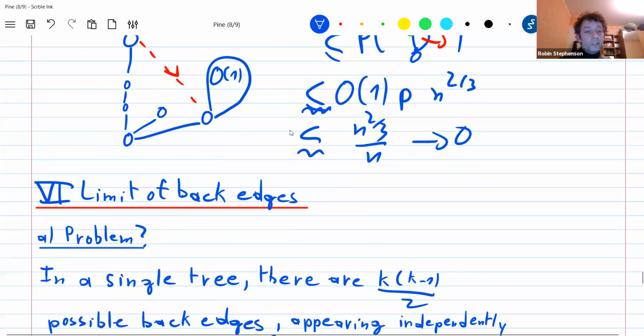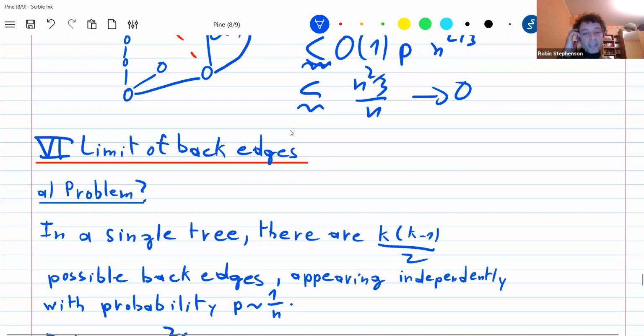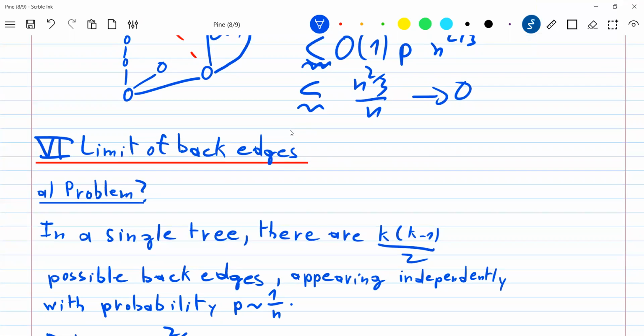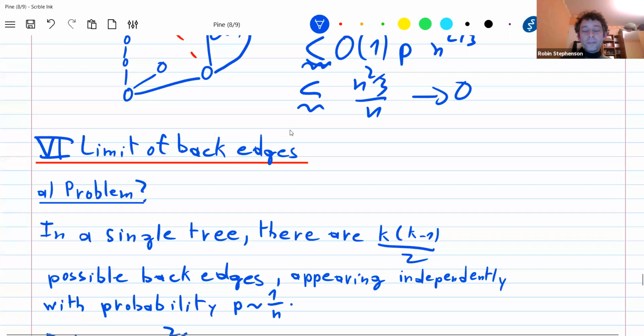Now we need to know a little bit more about what happens to the back edges, and then we'll be done. So back edges, just about 2 minutes on the clock. Yeah, we'll be fine. So back edges, there may be a little bit of a surprising problem.